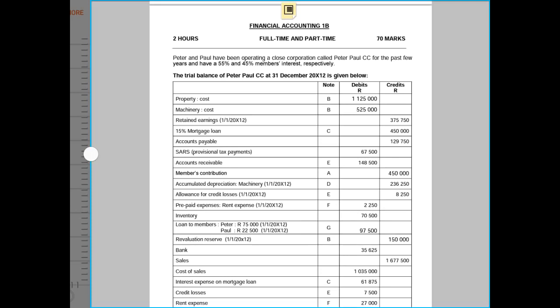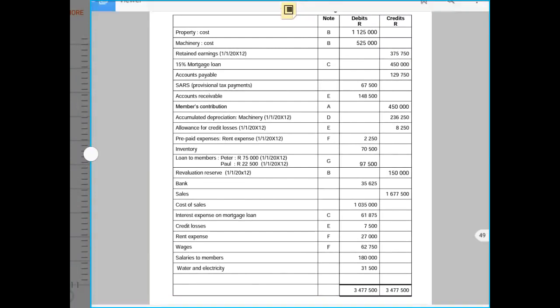We have the first question, question 1, that says Peter and Paul have been operating a close corporation called Peter Paul CC for the past few years and have a 55 and 45% members' interest respectively. We are given the trial balance for this close corporation. I will just highlight one or two things that are important in this trial balance. We have the property, which might be important if there is a revaluation. Retained earnings is the opening balance.